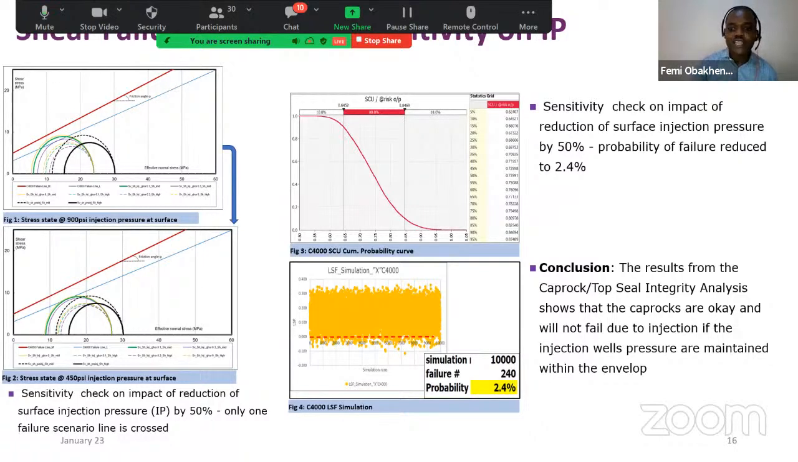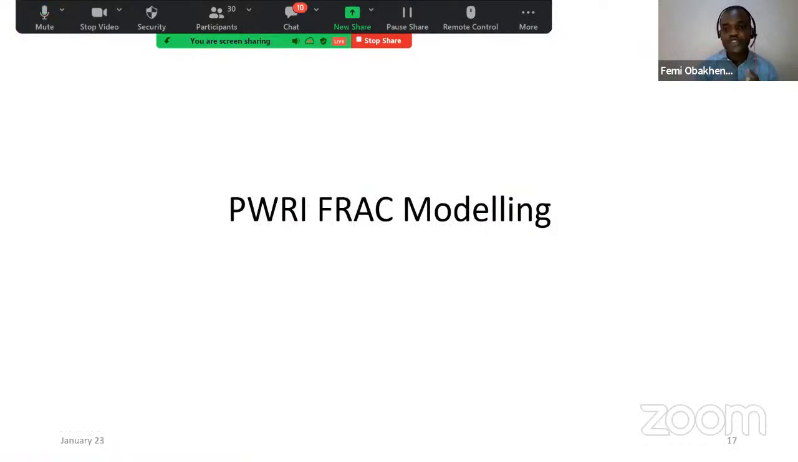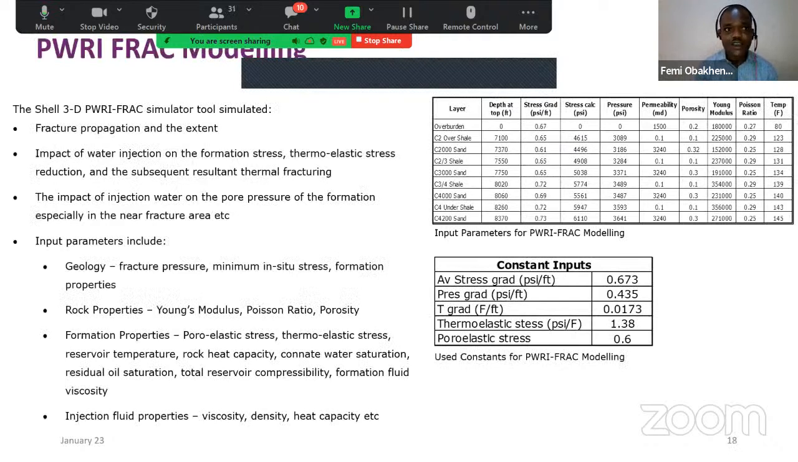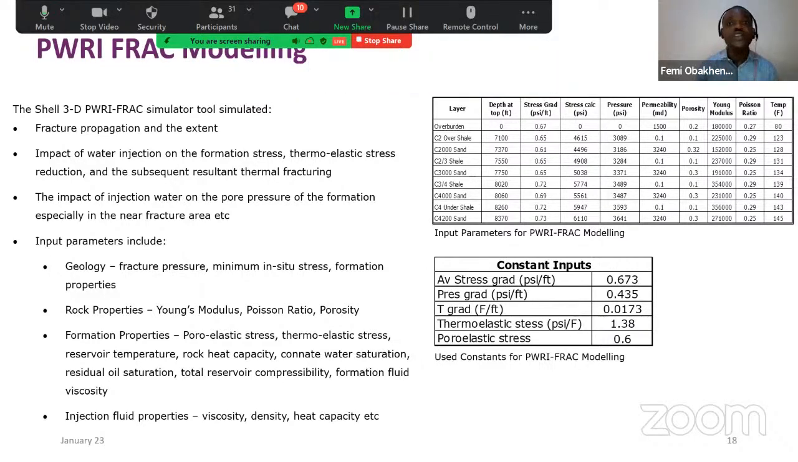The next very important thing that you do in designing a robust produced water disposal system is the fracture injection modeling, the acronym here being produced water reinjection fracture modeling. There are several simulation models in the market. For Shell, we call it the PWRF frac. It is a 3D model, and I won't dwell on this. It just shows you some of the properties that go into that PWRF frac model, and they include geology properties, your reservoir properties, and the properties of the water you want to inject.